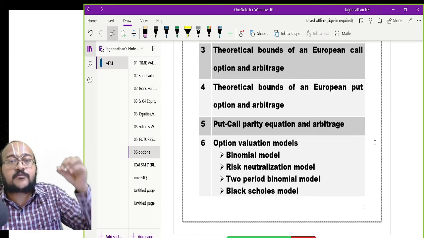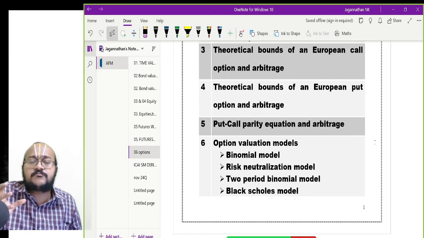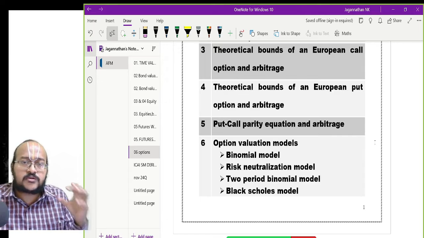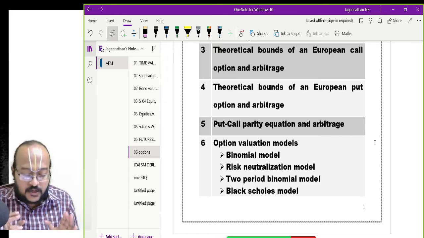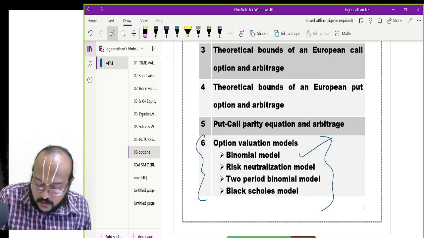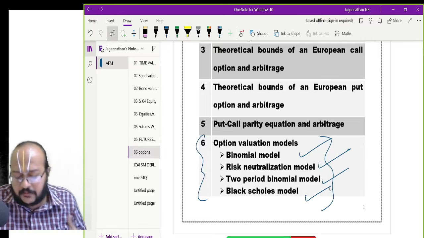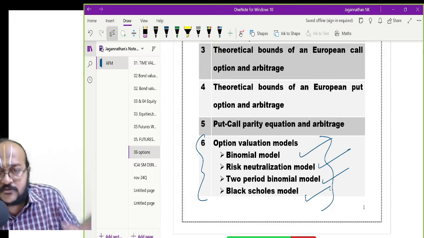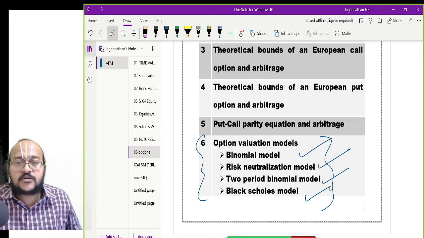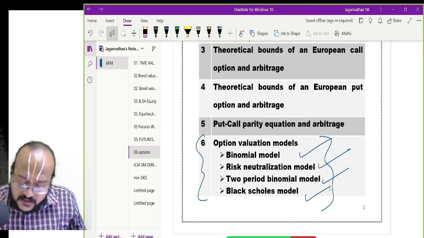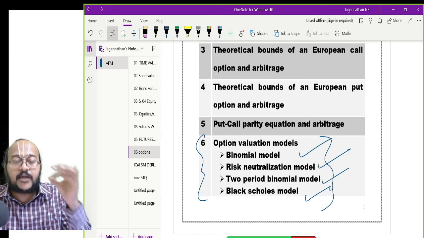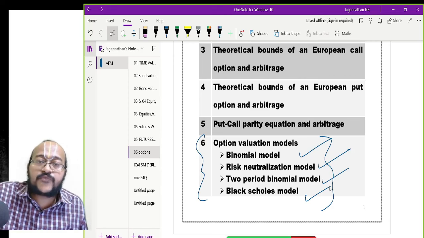The option seller will fix the premium. How to fix the premium will form part of the entire core chapter. That is, this chapter's core discussion will be how to value an option. That is why, see here, point number 6: the option valuation model, binomial model, risk neutral model, two period binomial model, Black-Scholes model. All are Nobel winning theories, economics Nobel Prize winning theories. In the US they gave it because of these models. So all these we are going to discuss. The entire chapter revolves around how to fix the premium, how to value the option. Ultimately it is all about how to fix the premium.